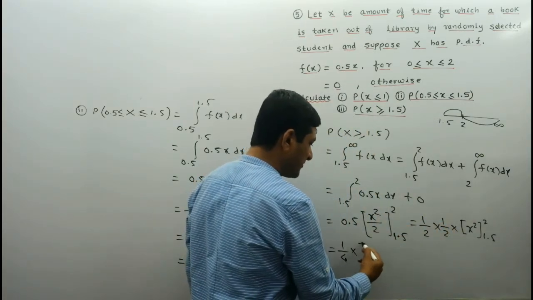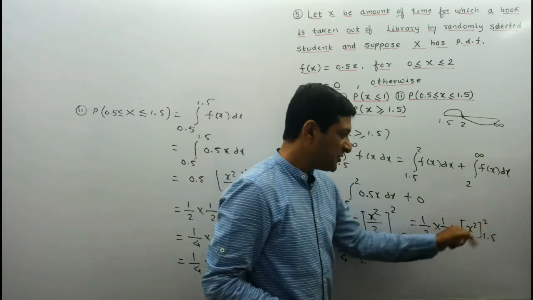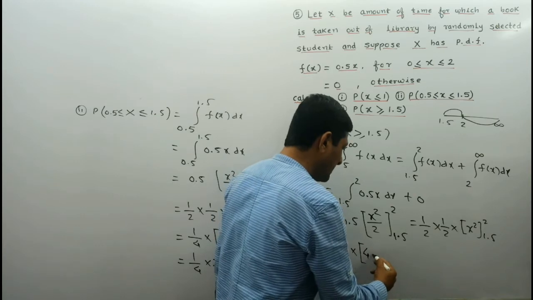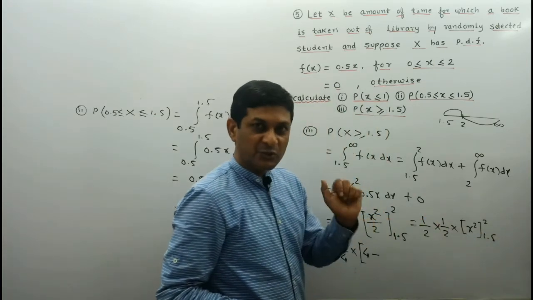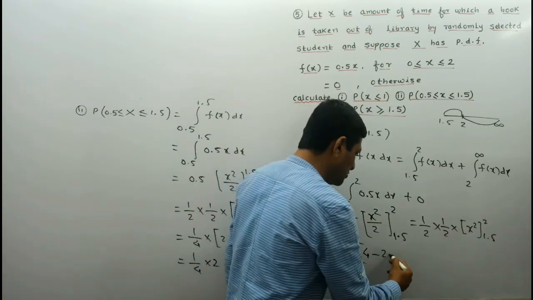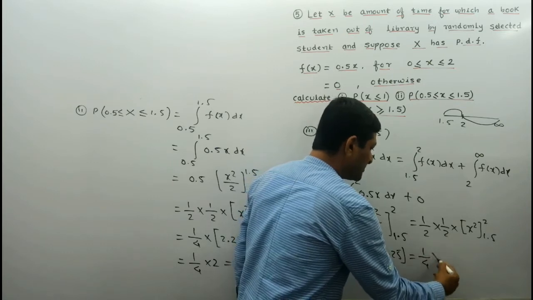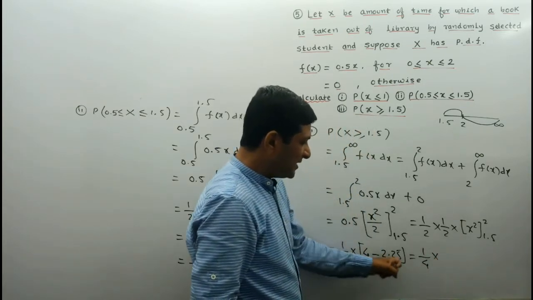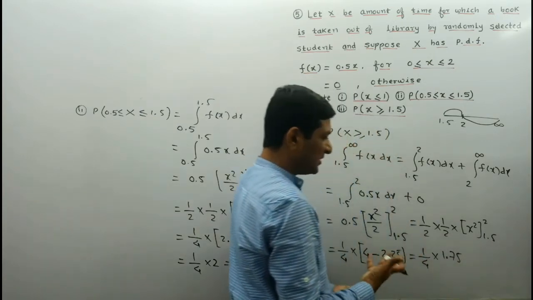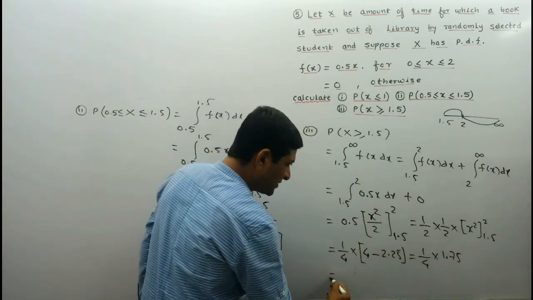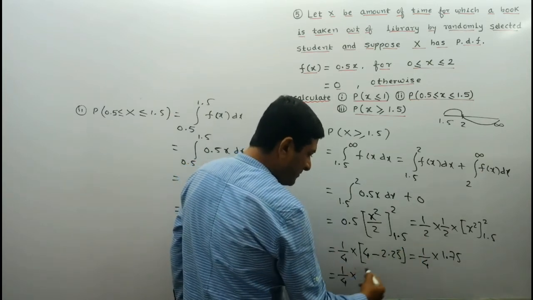Observe the calculation part very carefully. First I am replacing x by 2. What is the square of 2? It is 4, minus the value when I replace x with 1.5, and the square of 1.5 is 2.25. So this is 1 by 4, keep it as it is, into 4 minus 2.25, which is 1.75. If possible, let us simplify it. Keep the first term 1 by 4 as it is, into 1.75.